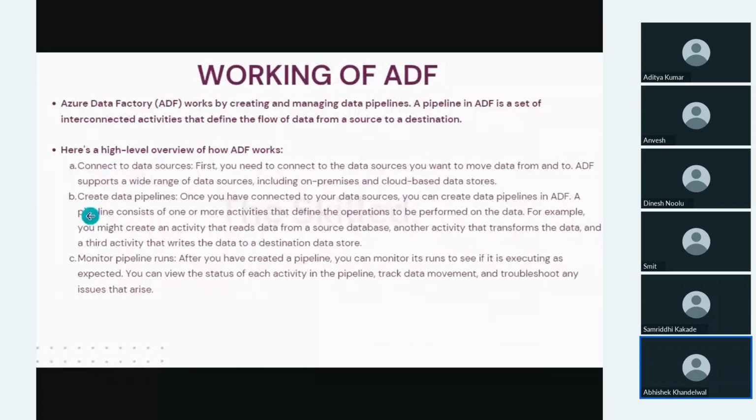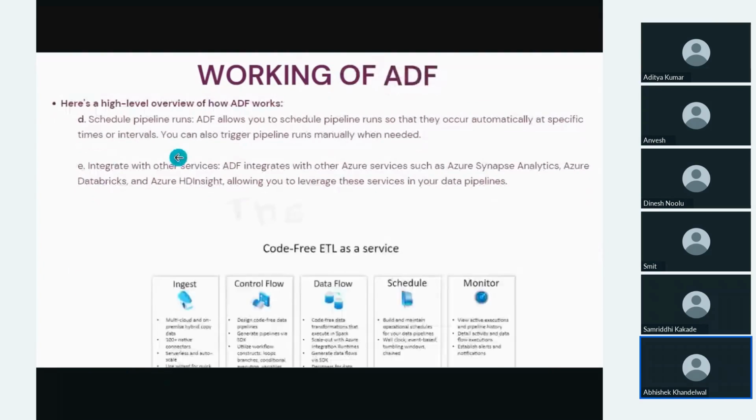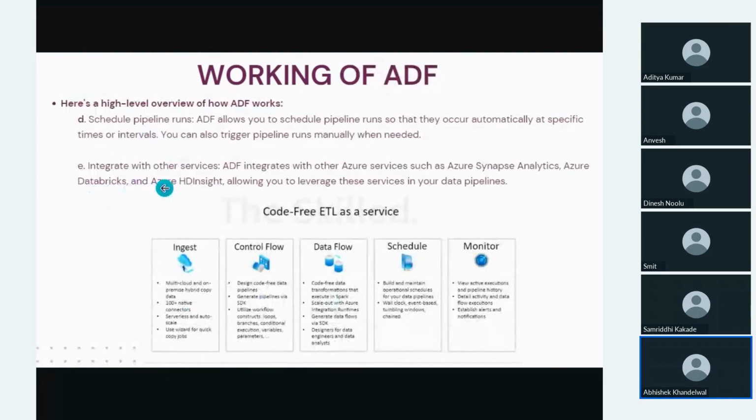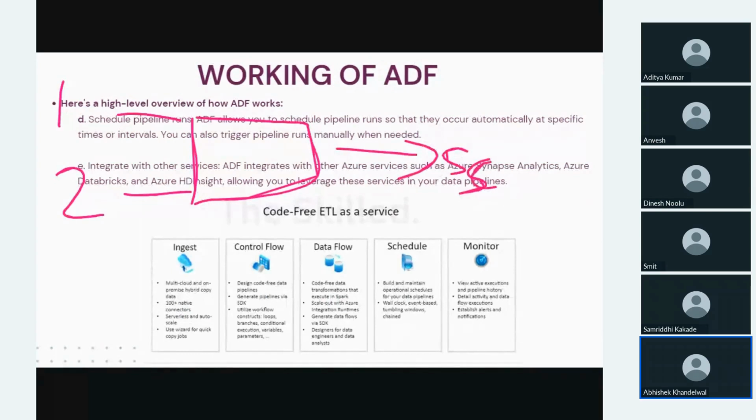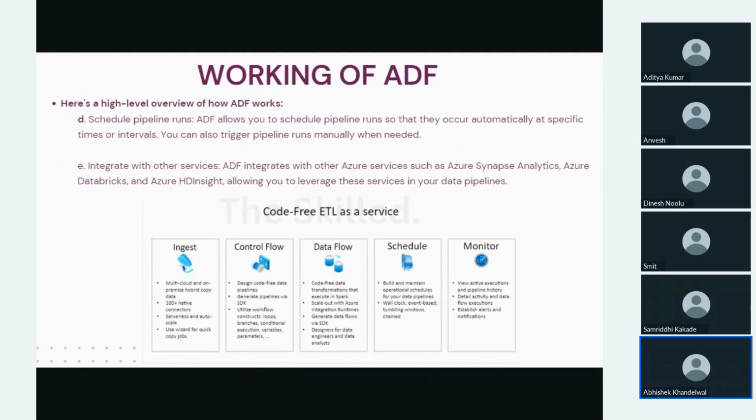So first is connect to data source, then create data pipelines, then monitor data pipelines. Then comes scheduling the pipeline, and then comes integrating with other services. For example, we have known the data sources, then we need to create the pipelines, then we need to see if it is working fine or not. If it is working fine, then we schedule it. After scheduling it, we need to monitor it to see if everything is working fine or not. So these are the basic components that are required in Azure Data Factory.